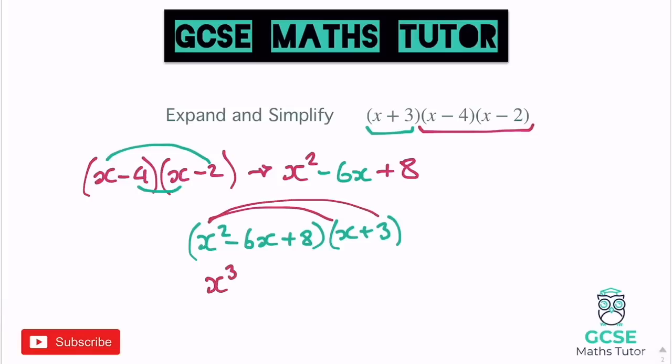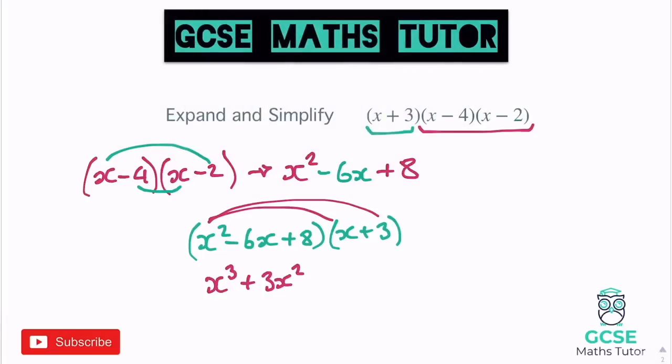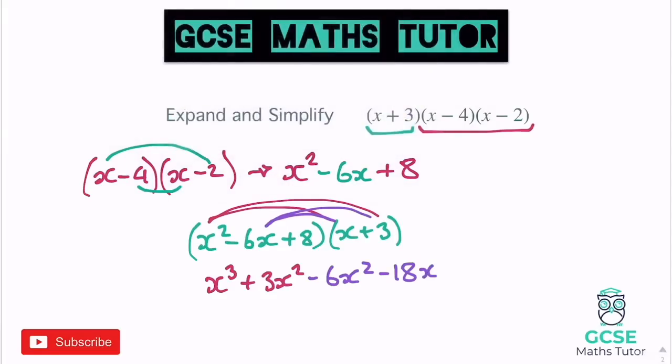X squared times the 3 gives us 3x squared. And then let's move on to the one below. So negative 6x times x, just be careful there, is negative 6x squared. And then negative 6x times 3, 6 times 3 is 18, so negative 18x. And now for finishing this off, moving on to that final piece there, the 8. So 8 times x gives us 8x, positive 8x. And then 8 times 3, both positive, so 24.